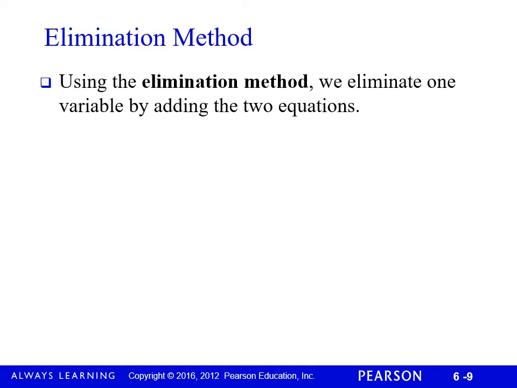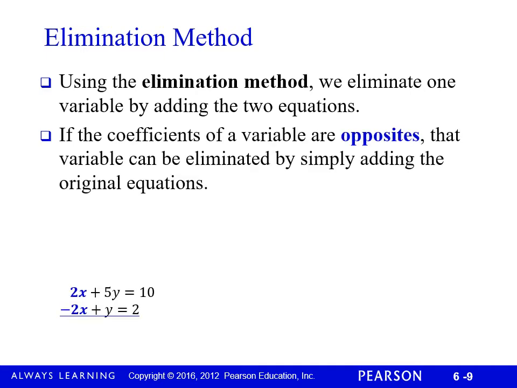Elimination method. Using the elimination method, we eliminate one variable by adding the two equations. If the coefficients of a variable are opposites, as you can see down here, notice the numbers in front of x are opposites, 2 and negative 2. That variable can be eliminated by simply adding the original equations.